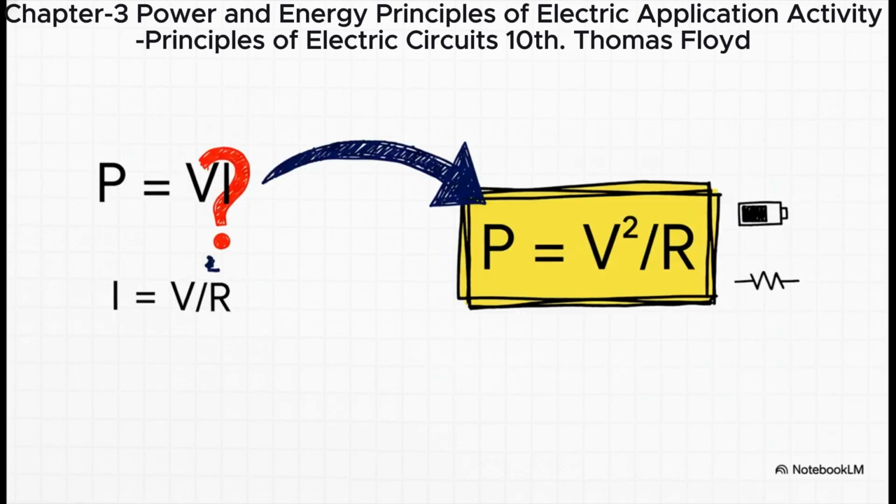And, we can play that same substitution game again. What if you know the voltage and the resistance, but you don't know the current? Well, Ohm's law tells us I equals V over R. We just plug that into our base formula, and we get our third variation. Power equals voltage squared divided by resistance. And there you have it, a complete power toolkit, 3 formulas to handle any situation.